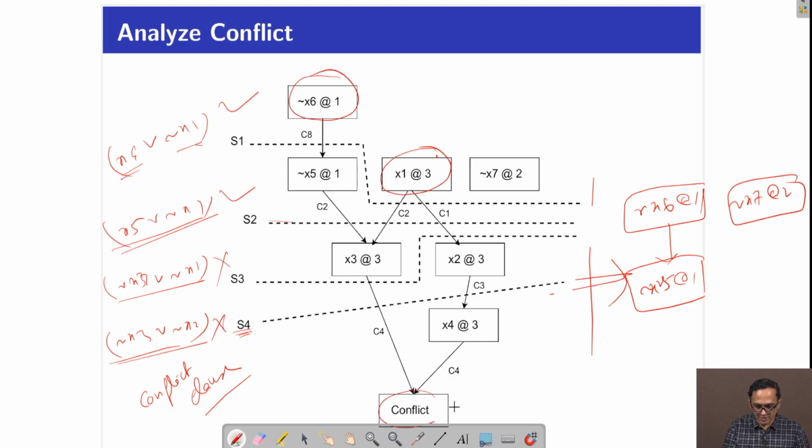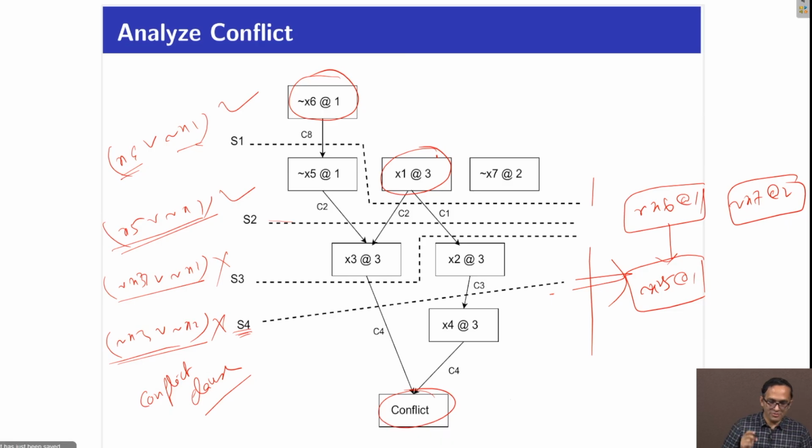This leads to this conflict, right. So, what I am saying here, what is UIP? For each decision level I have a UIP, and I can have multiple UIPs, right. So, from this node to this conflict node, how many paths are there? We have effectively one path.